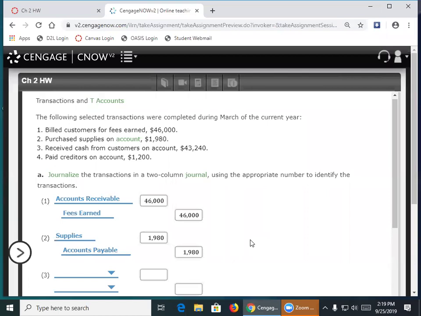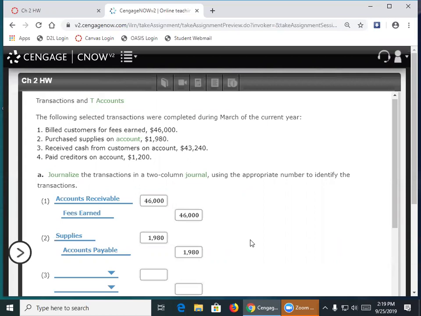Number 3, we received cash from customers on account. So what accounts are being affected there? Accounts receivable. Cash from your customers. Cash and accounts receivable. Yeah, cash and accounts receivable.